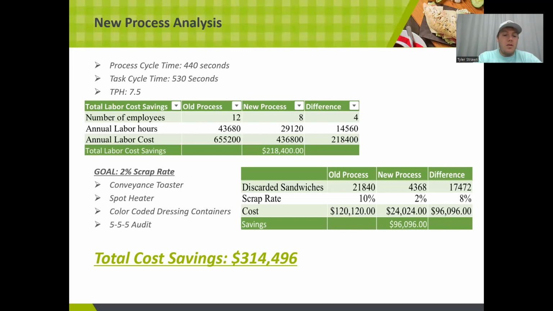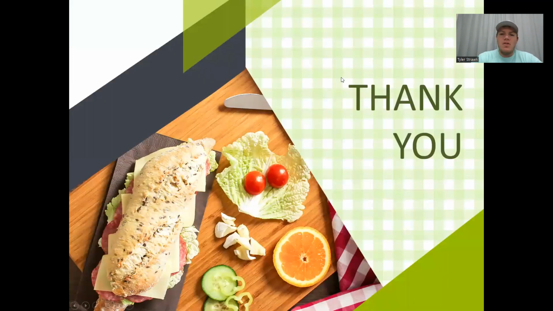which hopefully they'll continue to come back as they'll have a better experience, and hopefully their sandwich hasn't been thrown away. So just by implementing these recommendations, we have a tremendous savings as well as reputation building as well. So that is my solution to our Lean Sandwich Shop case.